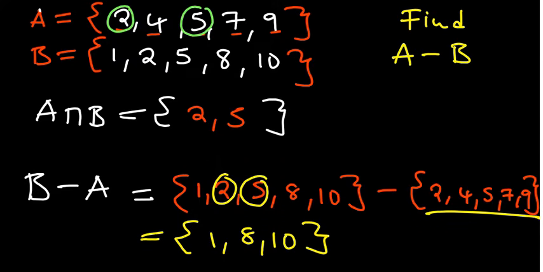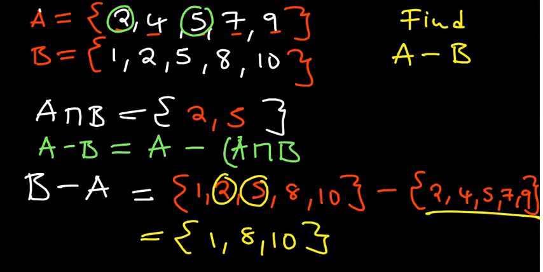You will begin now to notice that if you are asked to find A minus B, it is the same as set A minus the intersection. All we were doing was removing the intersection. Even with B minus A, all we did was remove the intersection from set B. 2 and 5 was the intersection between the two sets, so we got 1, 8, and 10 as our solution.